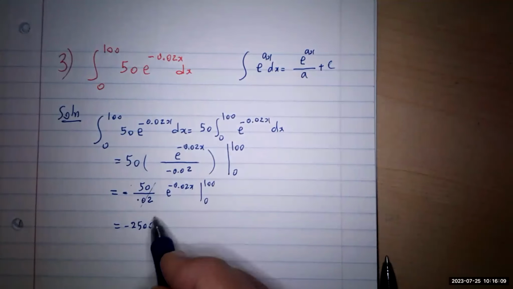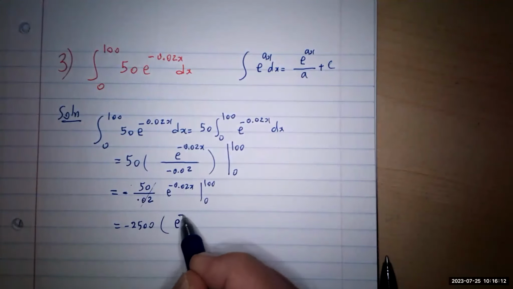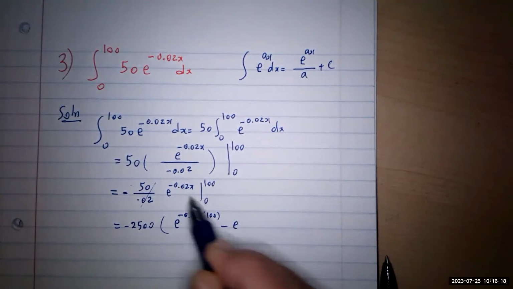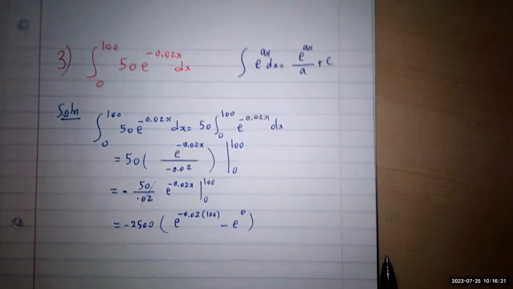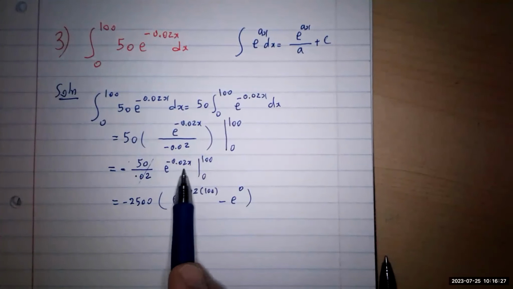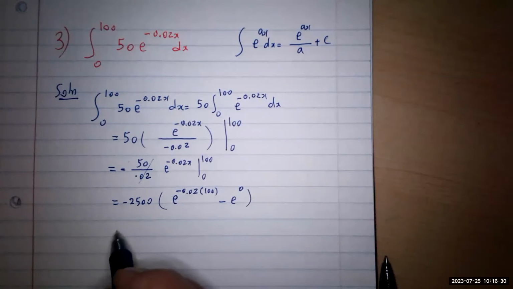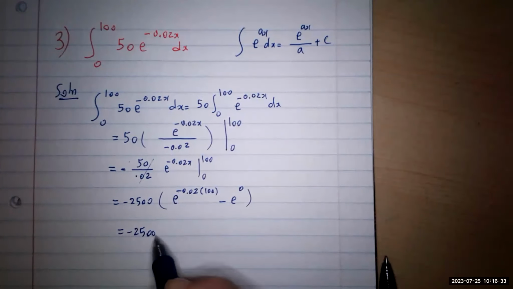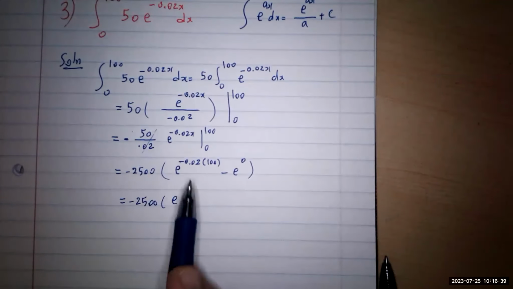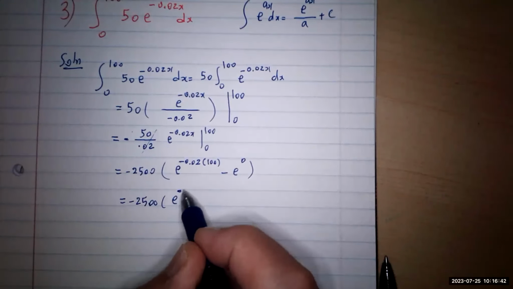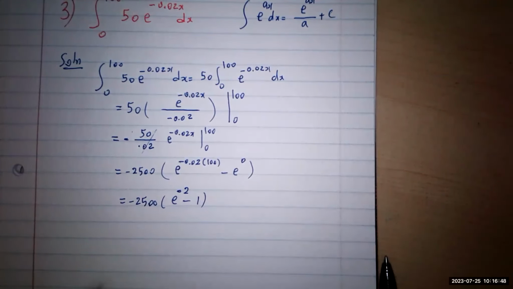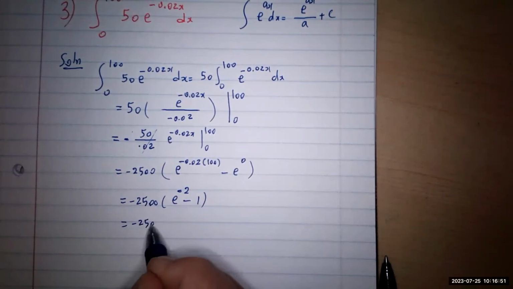Now you substitute. We substitute 100 first: negative 0.02 times 100, minus e to the 0. I substitute x equal to 100 first, then x equal to 0. So this is going to be negative 2,500 times e to the, if you multiply this together, that gives you 2, so e to the negative 2, minus e to the 0, which is 1. Basically this is going to be negative 2,500 times that.